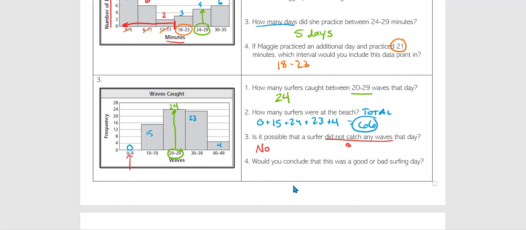Next, we want to conclude, was this a good or a bad surfing day? This is kind of an opinion. I would think, personally, that if you caught 20 to 29 or 30 to 39 waves, yeah, that's a pretty good day. So I'm going to say yes. This is kind of subjective, though, so it's up to you.